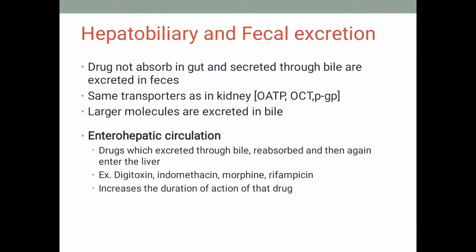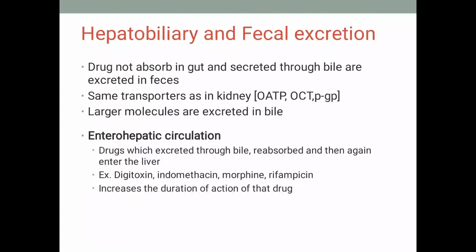Now, what is enterohepatic circulation? Drugs which exit through bile can be reabsorbed and then again enter the liver, like digitoxin, indomethacin, morphine, rifampicin. These are examples of enterohepatic circulation of drugs. It increases the duration of action of that drug. So it is called enterohepatic circulation. It means the drug exits through bile, is again reabsorbed and again goes to the liver, so ultimately it increases the action of that type of drug.